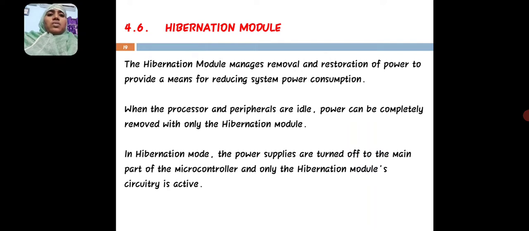So the main function of the hibernation module is that it keeps the inactive modules in sleep mode. Only active modules are in run mode, and all the remaining inactive modules are in sleep mode, right? So that the power consumption of those blocks will be low. Like this we can consume very little power. So mainly the hibernation module checks which blocks are in inactive state and keeps those in sleep mode.